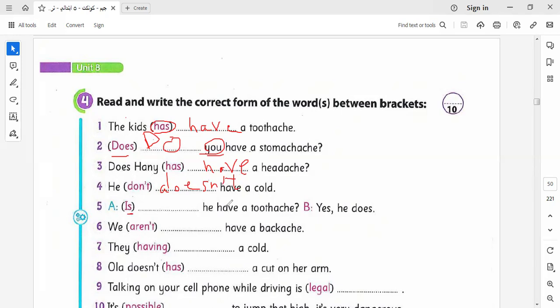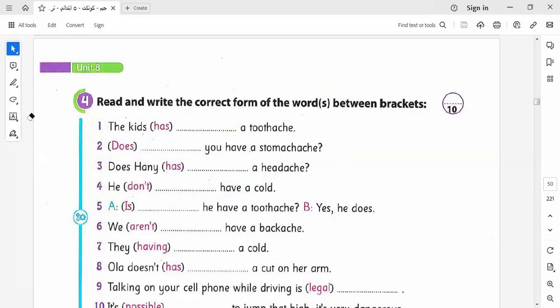Here we have is. I put here yes, he does. So without thinking, it's easy to do. We have here does. So the answer will be does. He does. He has a headache, he has a toothache. So from 6 till the end of the exercise, it will be homework. Okay.